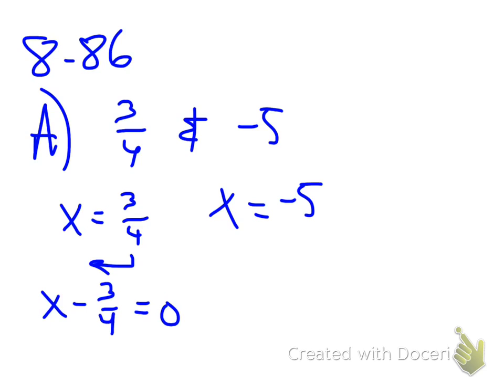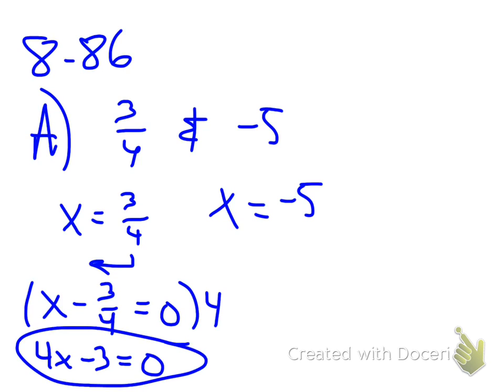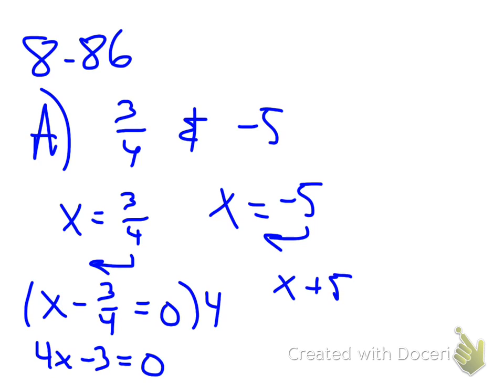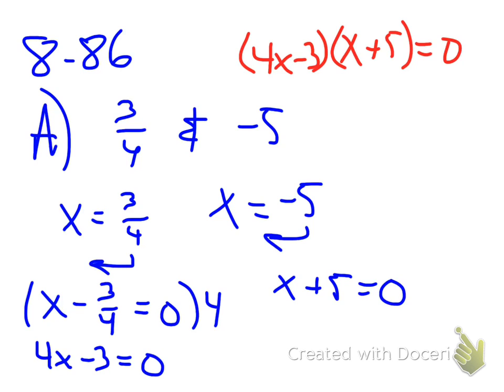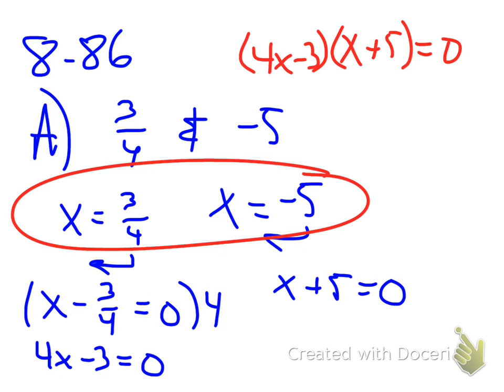Normally, we actually don't even see that. We would actually even multiply this whole thing by 4 and get 4x minus 3 equals 0, and that would be our factor that would give us 3/4 as a solution. So I'm going to go with on this one that 4x minus 3 is our factor. From the other one, I'm going to move the 5 over by adding 5, and I'm going to get x plus 5 equals 0. So both of these here, if I had 4x minus 3 and x plus 5 equals 0, that would give me these solutions here.